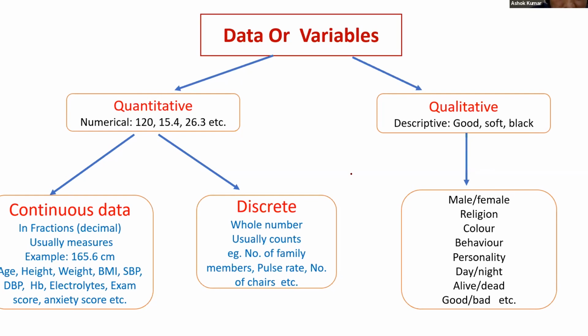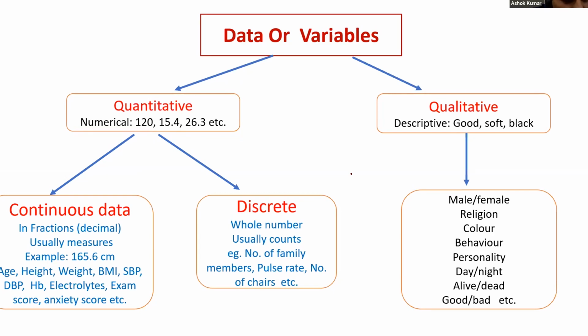So this is pulse rate, respiratory rate. We never give any decimal. This is called discrete. But when we talk about continuous data, it is usually measured and can give fractions. For example, we can give points or decimals. For example, age, height, weight, BMI, systolic BP, diastolic BP.